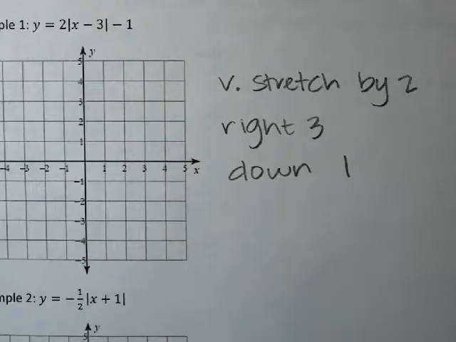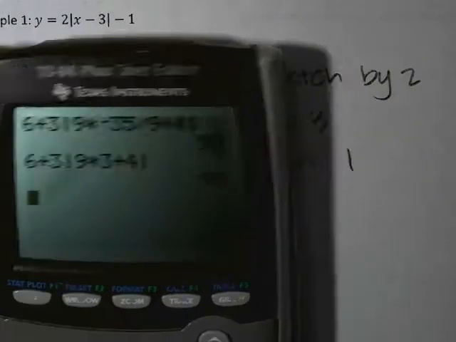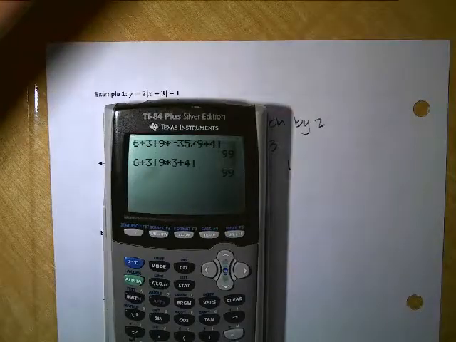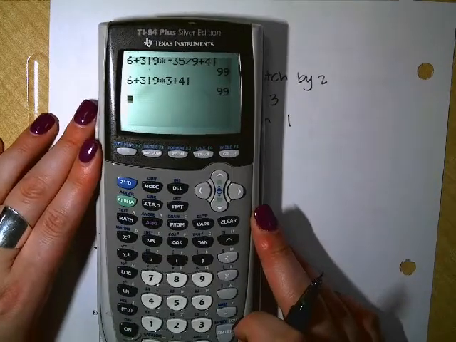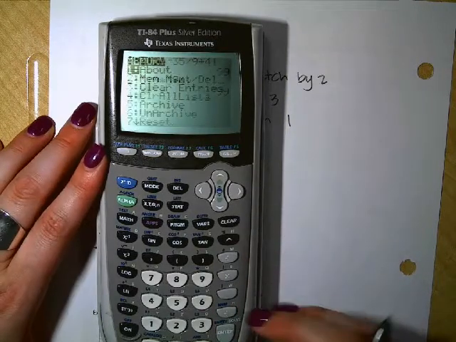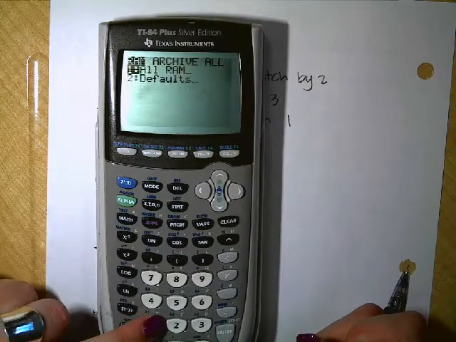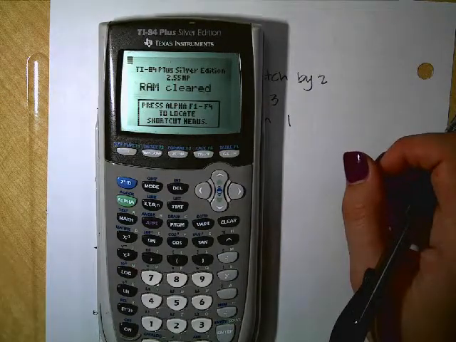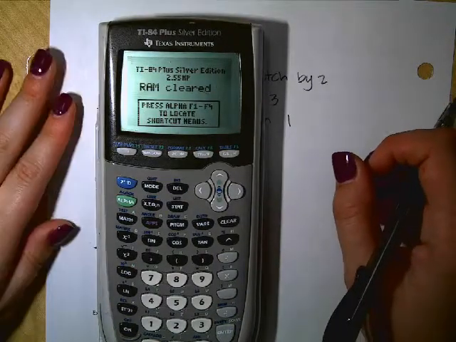Okay, so here is where we're going to get out our calculators. I'm going to have you guys clear them because you might have used it in science class or something and I don't want you to be confused. So to clear the calculator, we're going to hit second plus 7, 1, 2. And that just gets you back to normal.